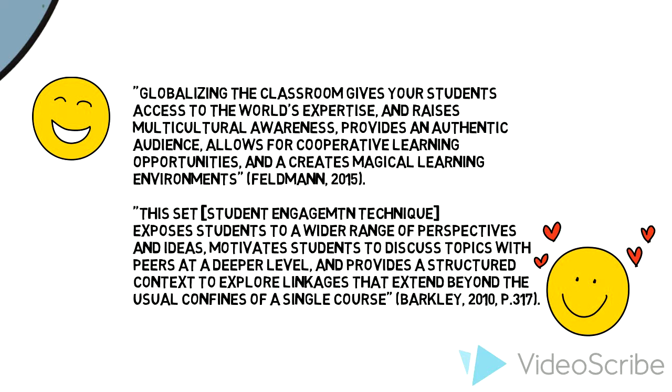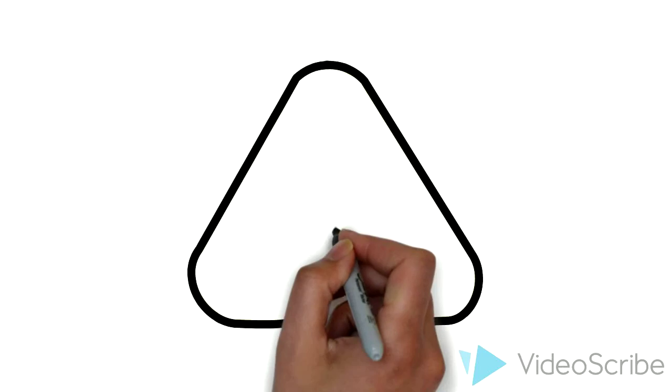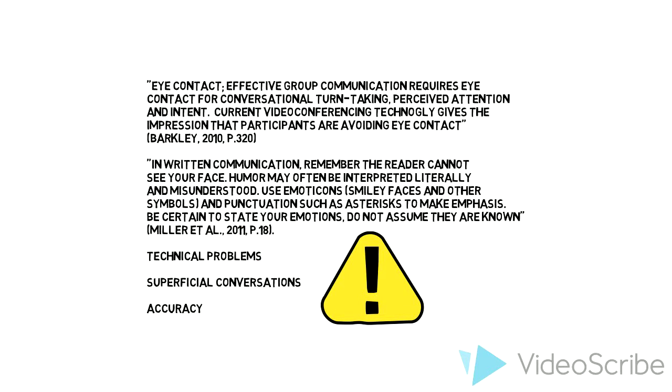a single course. Like everything in life, however, as magical as a global classroom sounds, it does not come without its limitations. Things to watch out for include eye contact. Effective group communication requires eye contact for conversational turn-taking, perceived attention, and intent. Current video conferencing technology gives the impression that participants are avoiding eye contact.